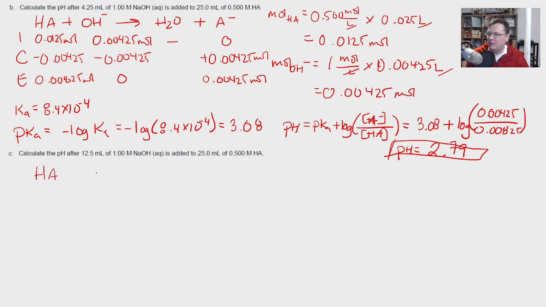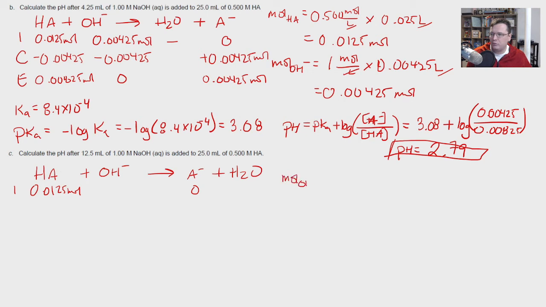So again, we set up our neutralization reaction. We have our HA, we have our OH minus, and we're going to form A minus and H2O. So initially, in terms of HA, we're starting off again with the 25 milliliters of 0.500 molar HA. So we can just start off with that right there. So we're again at the beginning of our titration. For A minus, we have 0 right here. And now for OH minus, we're going to be adding 12.5 milliliters of a 1 molar NaOH solution. So we can calculate that right here real quick.